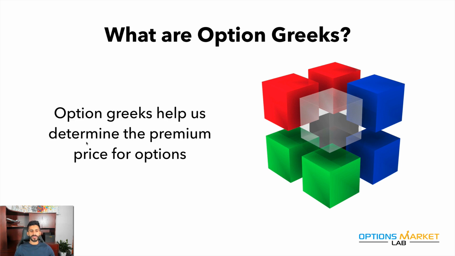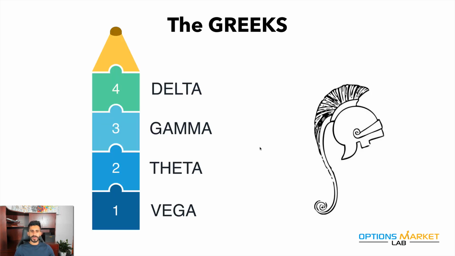Option Greeks help us determine the premium price for options. So if you're wondering, all right, I figured out what makes a stock go up, options go up, options go down. This is why the premium fluctuates. But what are the moving factors behind the premium? Now, the moving factors behind the premium are known as the Greeks. The Greeks are what make up the option premium.